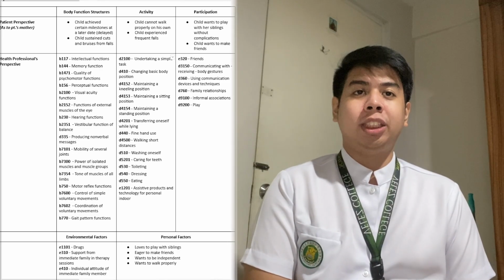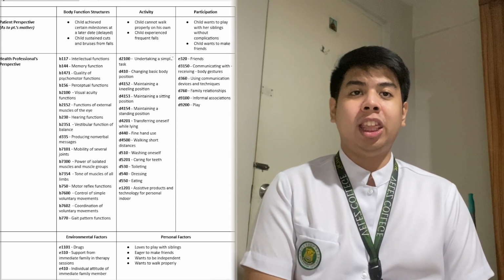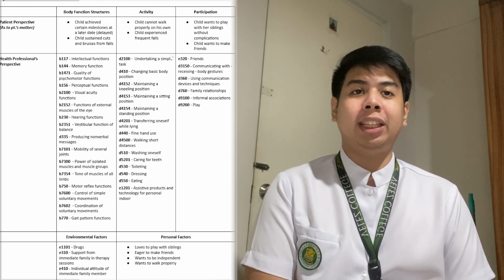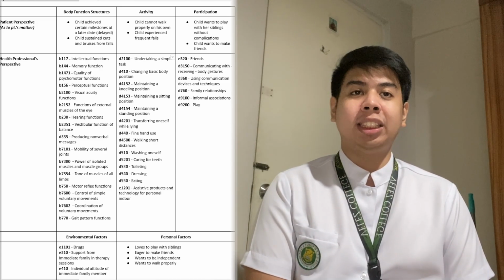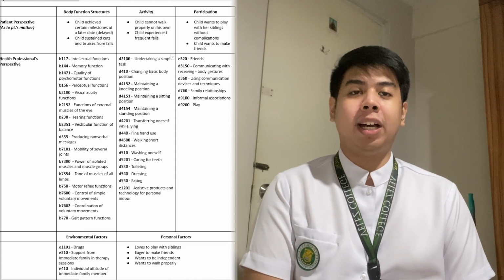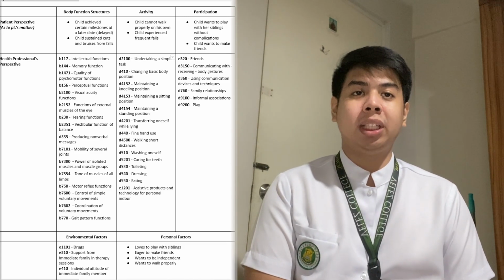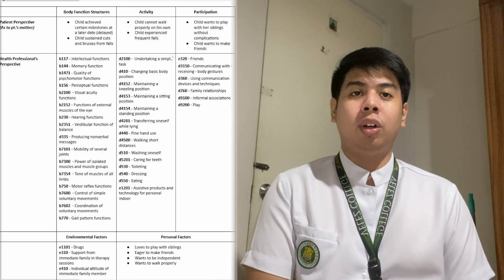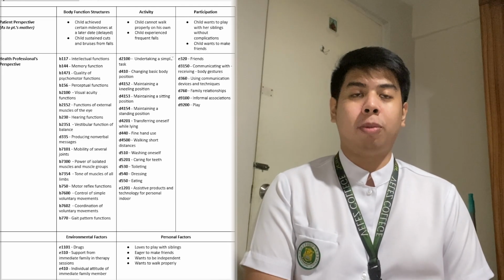For participation, we have here code E320 for friends, D3150 for communicating with receiving body gestures, D360 using communication devices and techniques, D760 family relationships, D9100 informal associations, and D9200 for play.